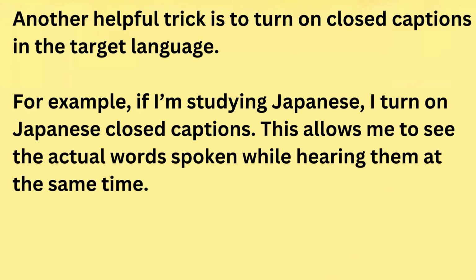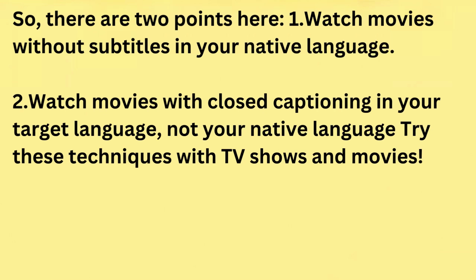Another helpful trick is to turn on closed captions in the target language. For example, if I'm studying Japanese, I turn on Japanese closed captions. This allows me to see the actual words spoken while hearing them at the same time. So, there are 2 points here. 1. Watch movies without subtitles in your native language. 2. Watch movies with closed captioning in your target language, not your native language. Try these techniques with TV shows and movies.